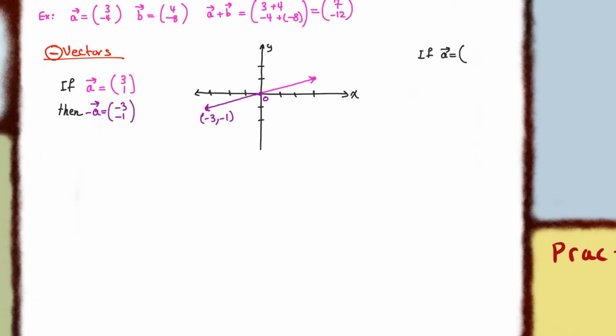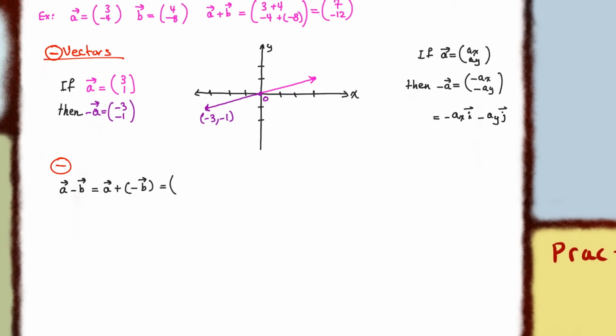So in general, if vector A has x component of ax and y component of ay, then negative A will have an x component which is negative ax and a y component which is negative ay. Now, how do we algebraically subtract two vectors? Well, if we take vector A minus vector B, then that's the same as writing vector A plus negative B. So then we can write each component as ax plus negative bx, which is ax minus bx, and ay minus by.